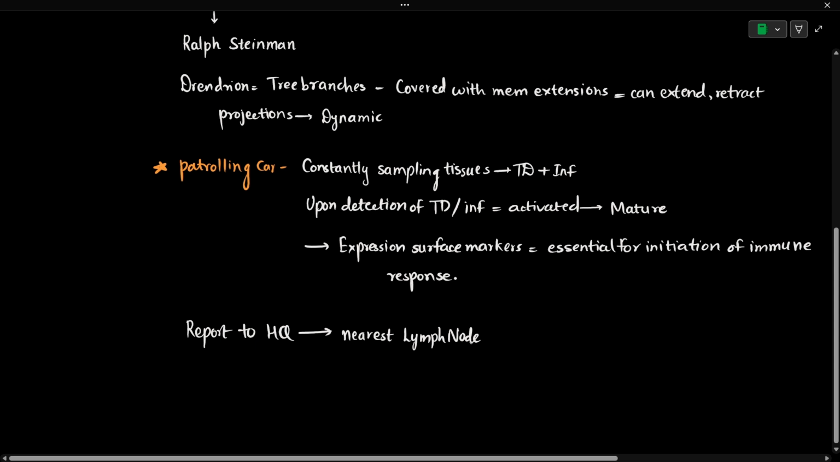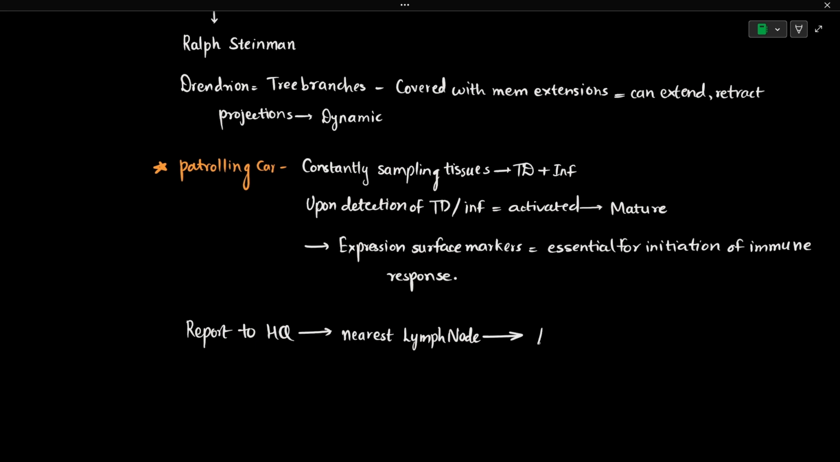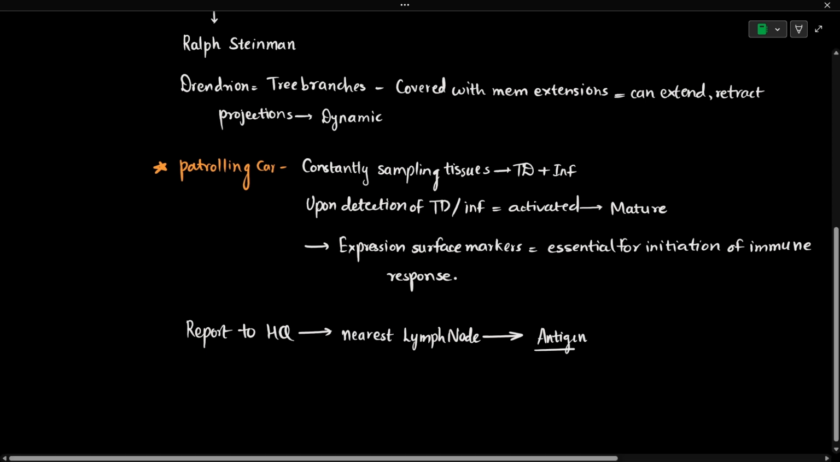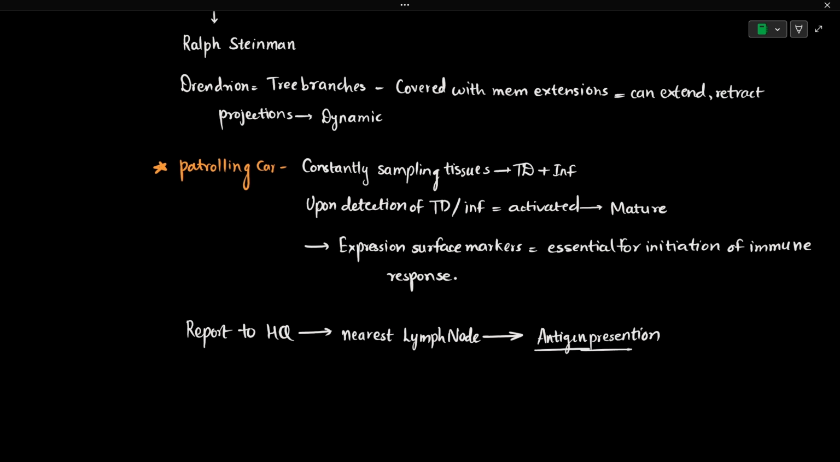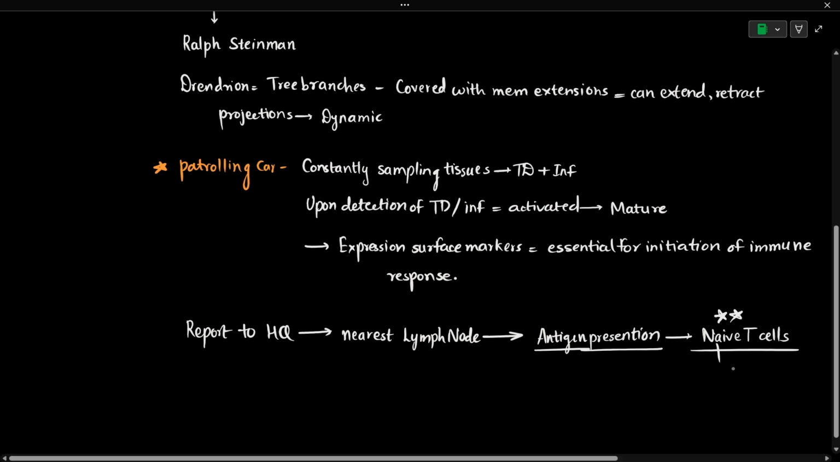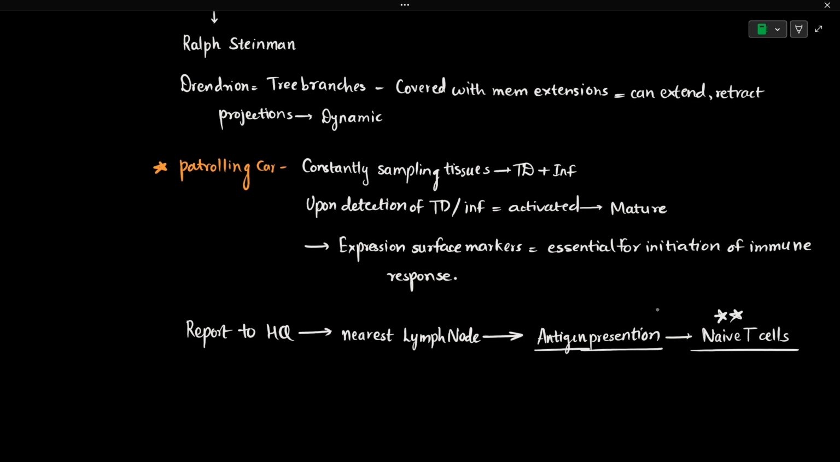And once they migrate to the nearest lymph node, what do they do? They present the antigens that they have collected from the site of infection to the naive T cells. Okay, so what are naive T cells? These are the T cells which have never interacted with any antigens. So these are called naive T cells. Naive literally means innocent. They are mature T cells, but they haven't interacted with the antigen yet.